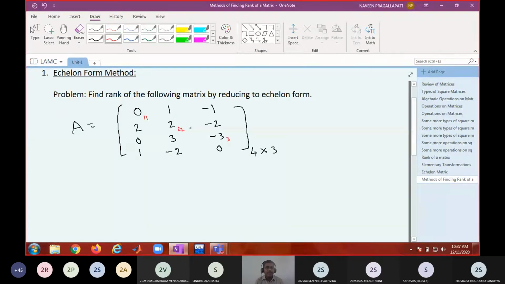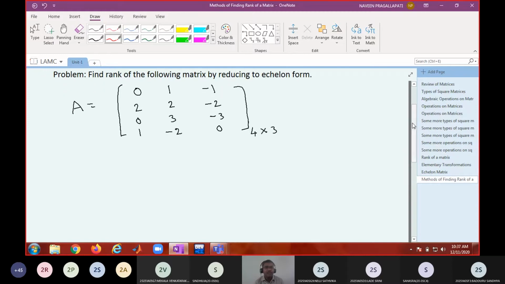Now they are our point of reference. While reducing a matrix to echelon form in this method, those positions are key to us. The whole idea is to place a pivot element in the diagonal position. To the possible extent, we try to place a pivot element in the diagonal position.